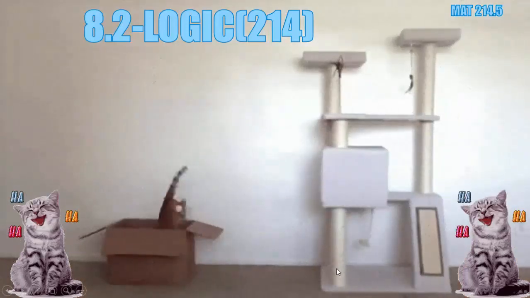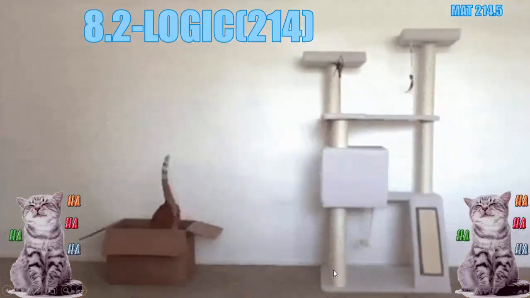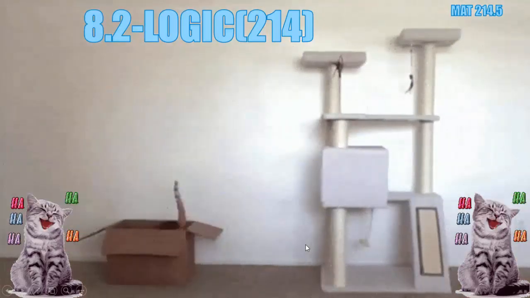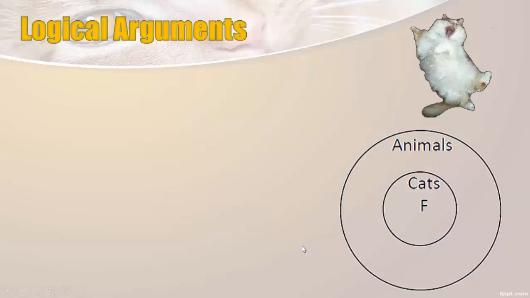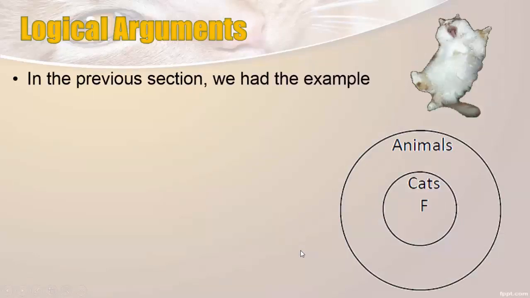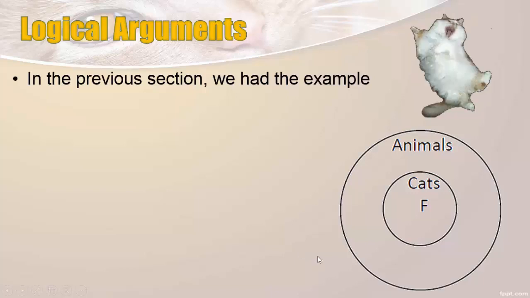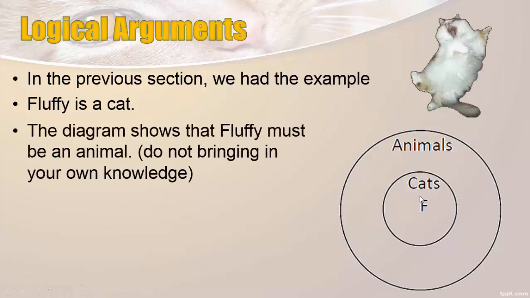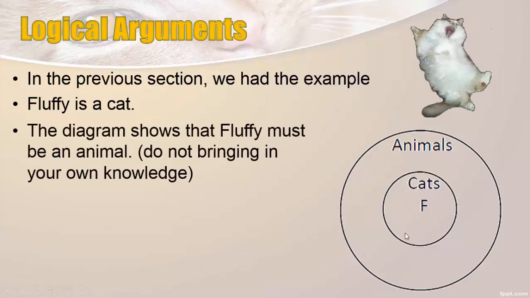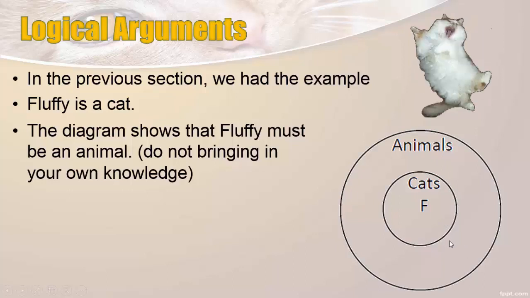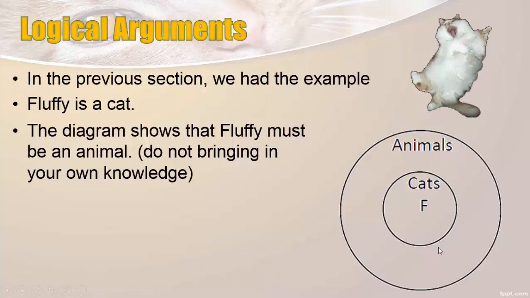So here we are, lesson 8.2 of the 214 part of the course, and we're going to learn about logic and logical arguments. In the previous section, we had the example where Fluffy is a cat, and the diagram here shows Fluffy the cat, and Fluffy must be an animal. We do not want to bring in any previous knowledge or anything else, just what we're told about Fluffy.